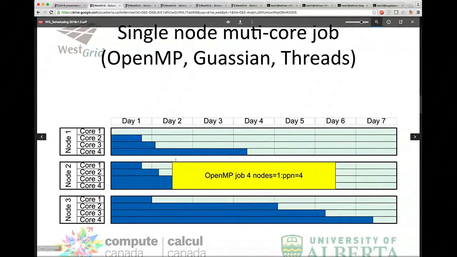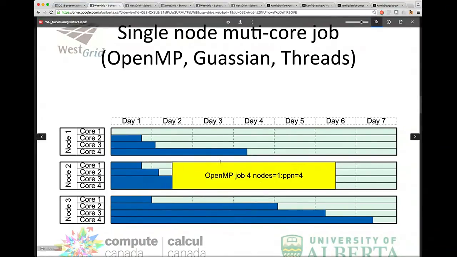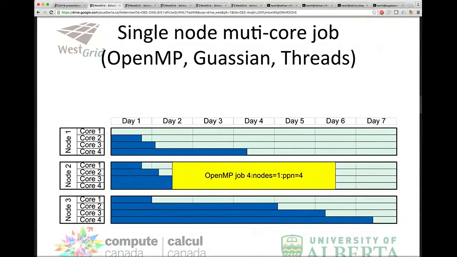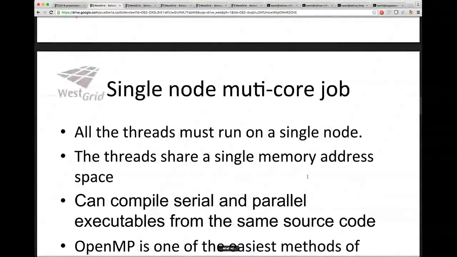So notice that this job is starting even later. These jobs in blue were exactly the same for all our examples. And we see that if we have to request an entire node to be all empty, it's going to take us longer to get it. So here we ask for this resource of nodes equals 1, processors per node equals 4. So single node multi-core job.